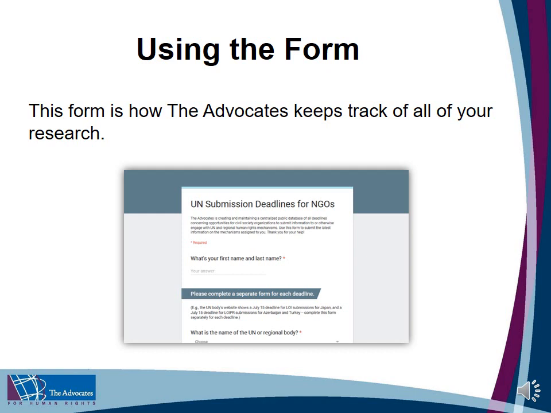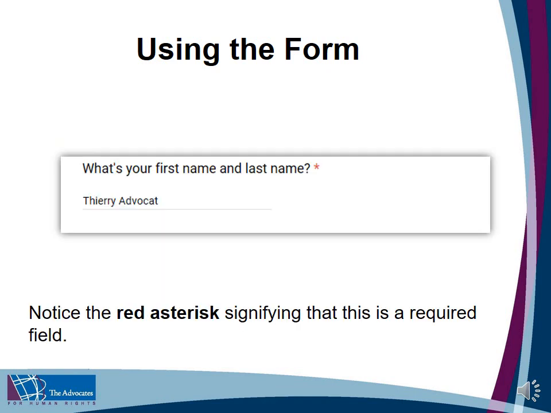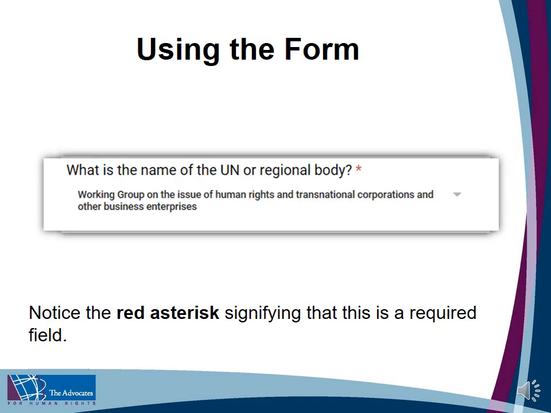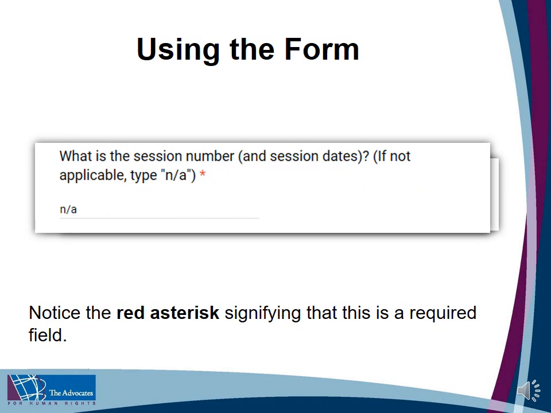So let's see how the form works by adding the information we found using the example above. First, please enter your name. Note that the red asterisk makes this a required field. And then, using the drop-down menu, we select the UN body we are researching. So for this example, I've selected the working group on the issue of human rights and transnational corporations and other business enterprises. So then we type in the session number and dates, if any.